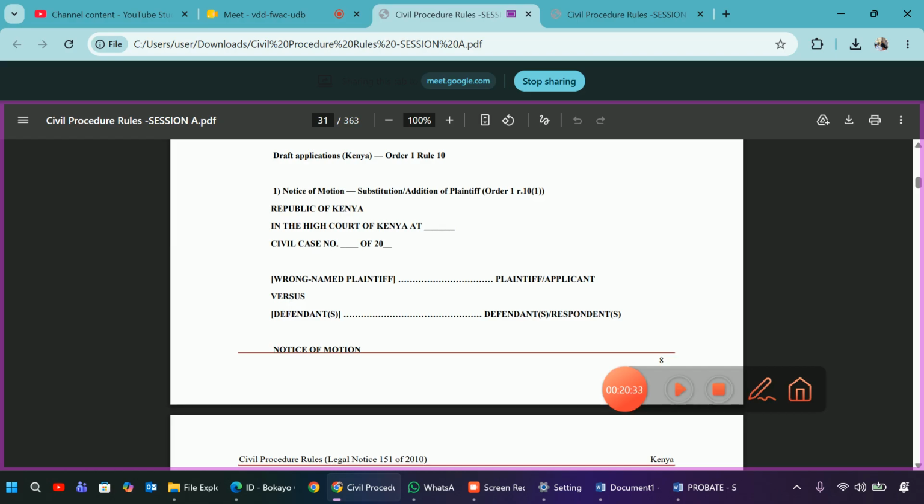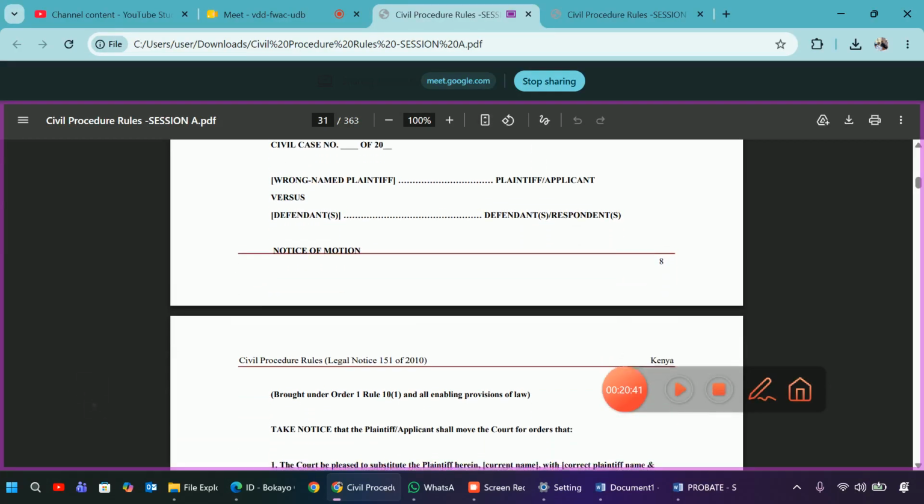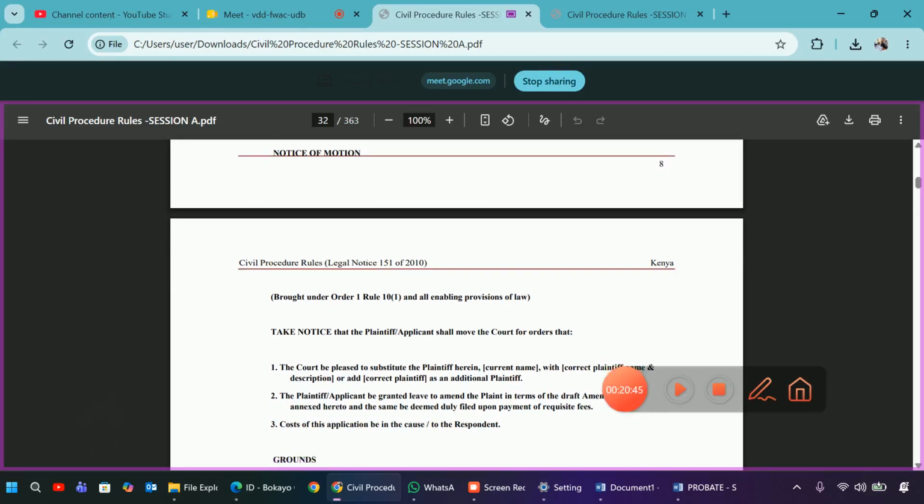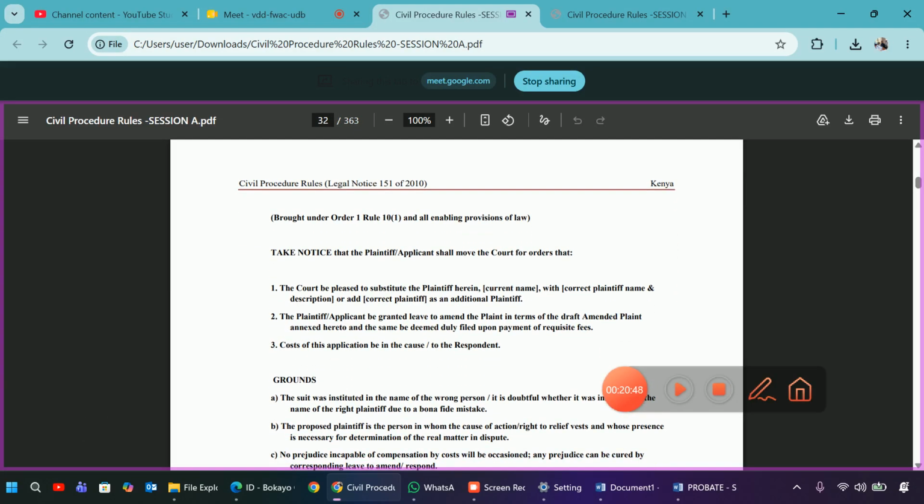Remember, in the title, you include the name of the wronged named plaintiff versus defendants. Then you have brought under Order 1, Rule 10(1) and all other enabling provisions. Take notice that the plaintiff or applicant shall move the court for orders that 1. The court be pleased to substitute the plaintiff herein.